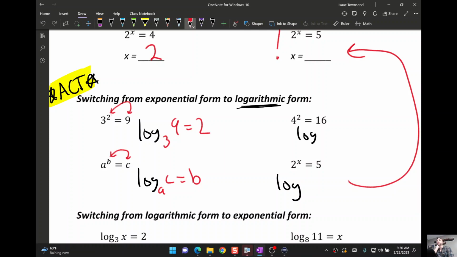Log base a of c equals b. Switch the 2 and the 16. Log base 4 of 16 equals 2.